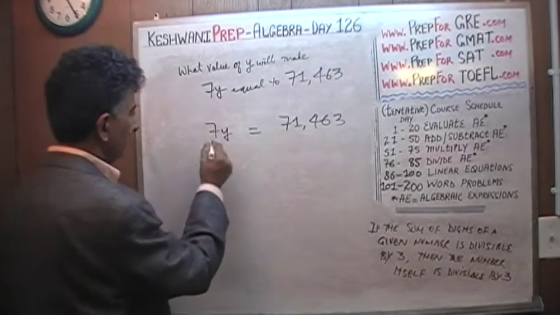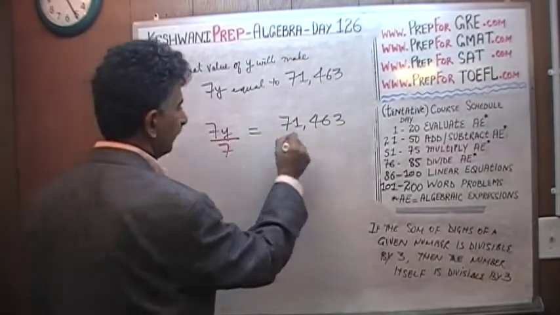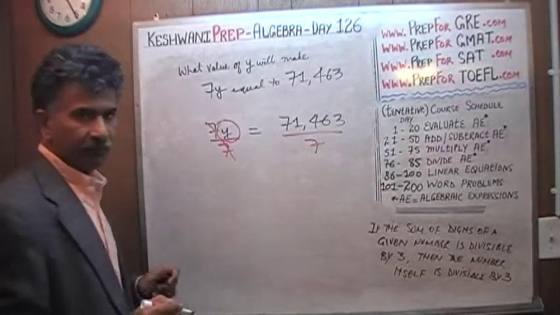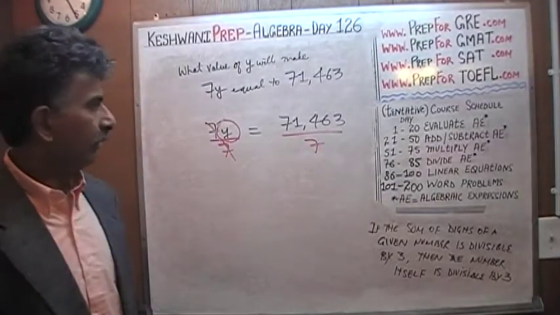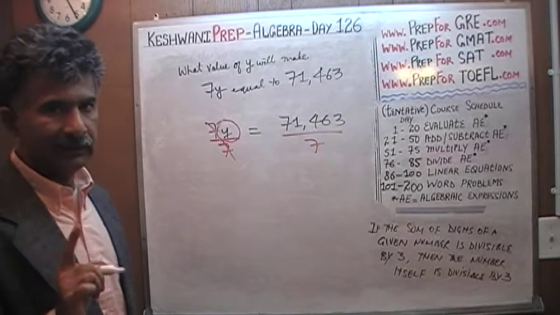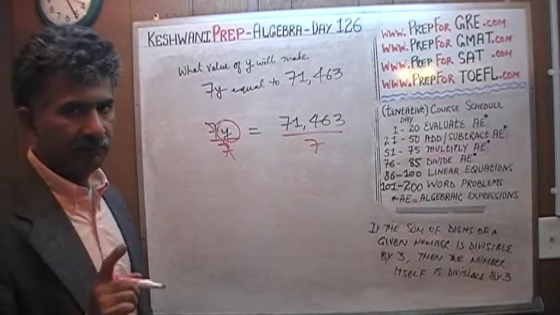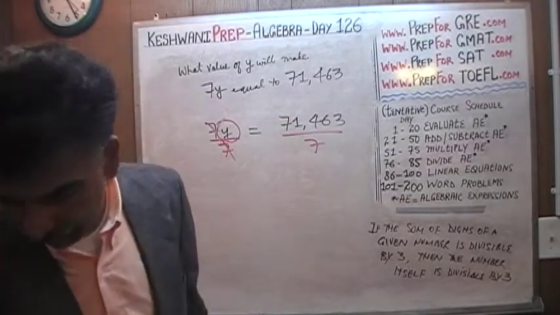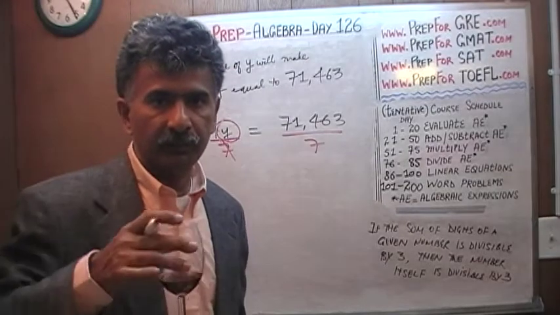To get the y by itself, divide both sides of the equation by 7. So this 7 drops out, and we are left with y by itself. Let's divide 71,463. Leave the calculator alone. As I've said before many times, save the batteries for a rainy day.